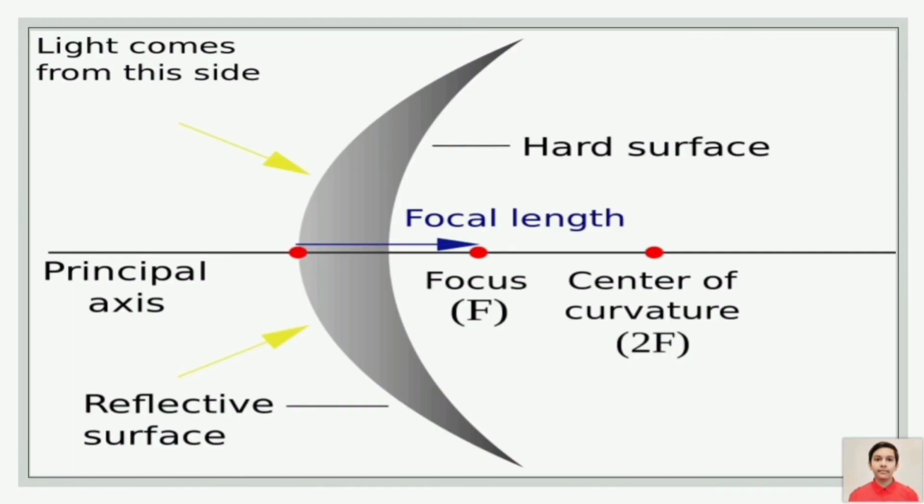Now we'll see some examples of convex mirrors. So in this image we can see that light comes from the left side. That is the reflective surface, and inside this you can see the principal axis, the center of curvature which is 2F, 2 times the focus, and the focus, capital F. This is a convex mirror.